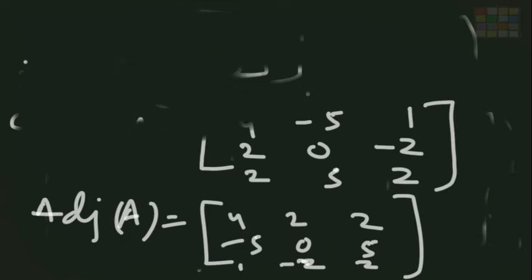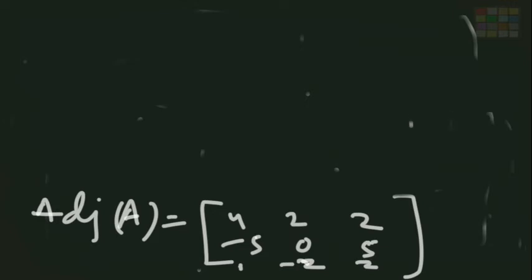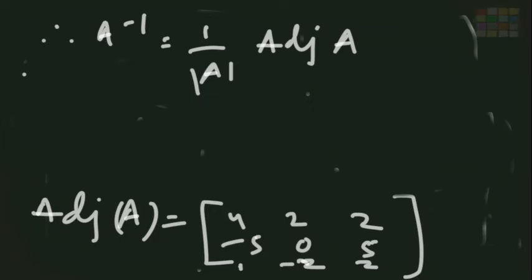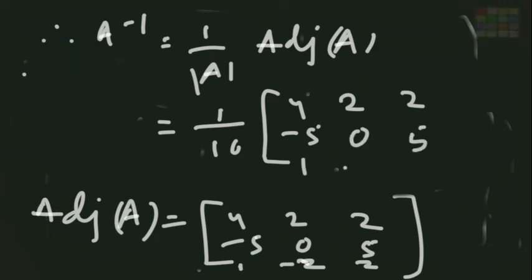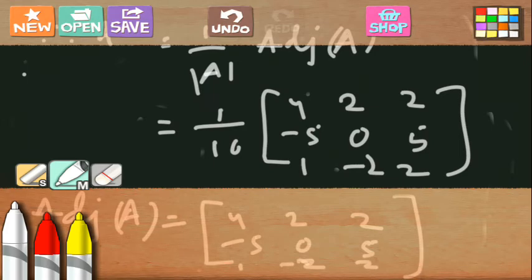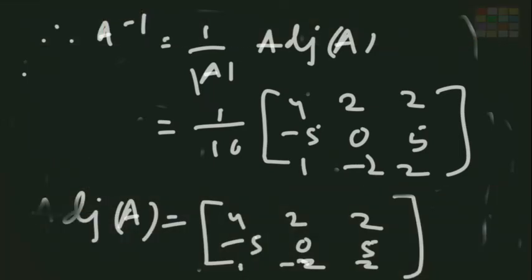A inverse formula, do you recall? Can anybody say? Actually I have to say this. Therefore A inverse is equal to 1 by determinant of A multiplied by adjoint of A. So 1 by determinant of A. If you recall, our determinant of A was 10 and your adjoint is nothing but 4, 2, 2, then minus 5, 0 and 5, 1, minus 2 and 2. Clear? Right. Now look at this.